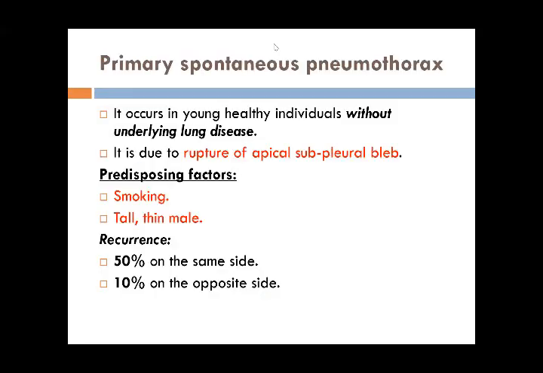The primary or spontaneous pneumothorax usually occurs in young healthy adults without any underlying disease, and is most common in men. It is due mostly to the rupture of a subapical pleural bleb. The predisposing factors are smoking, and tall and thin males are more susceptible to developing this pneumothorax. The recurrence rate in a patient who develops a primary spontaneous pneumothorax is usually 50% on the same side and 10% on the other side.